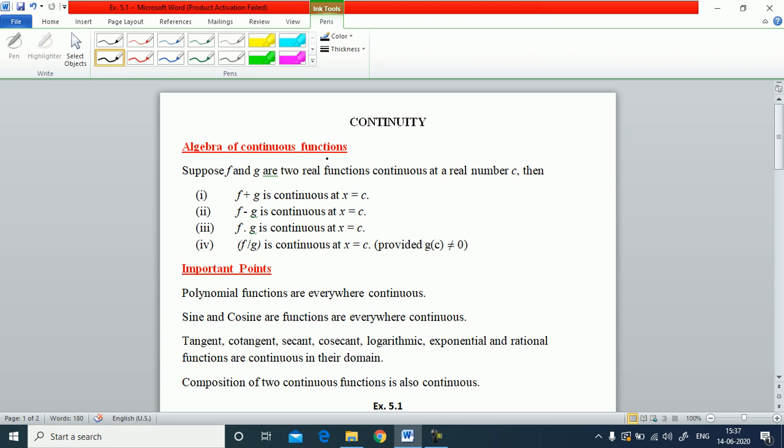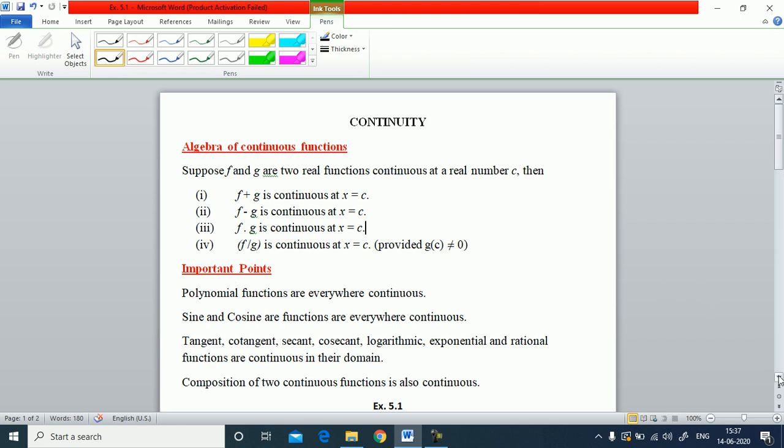Talking about algebra of continuous functions, say we have two real valued functions f and g, and they are continuous at a real number c. That means f is continuous at the real number c as well as g is continuous at the real number c. If this is the condition, then the sum of these two functions, their difference and their product will also be continuous at c. Even f divided by g will be continuous at c, provided the function g at the point c should not be equal to 0.